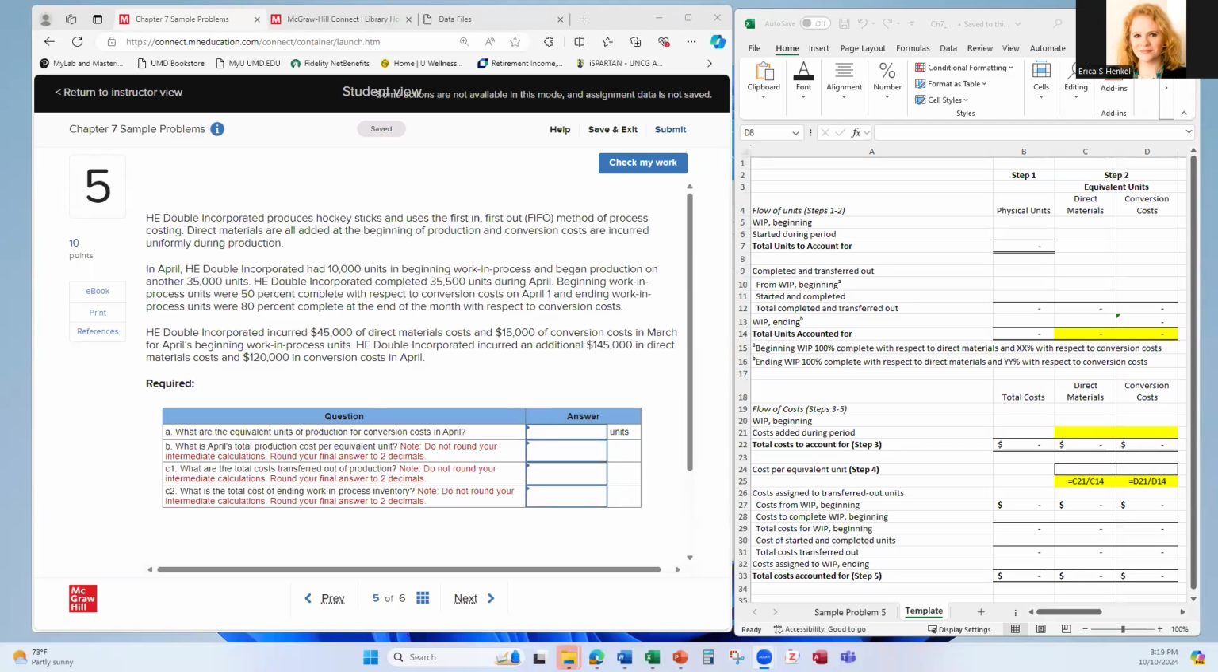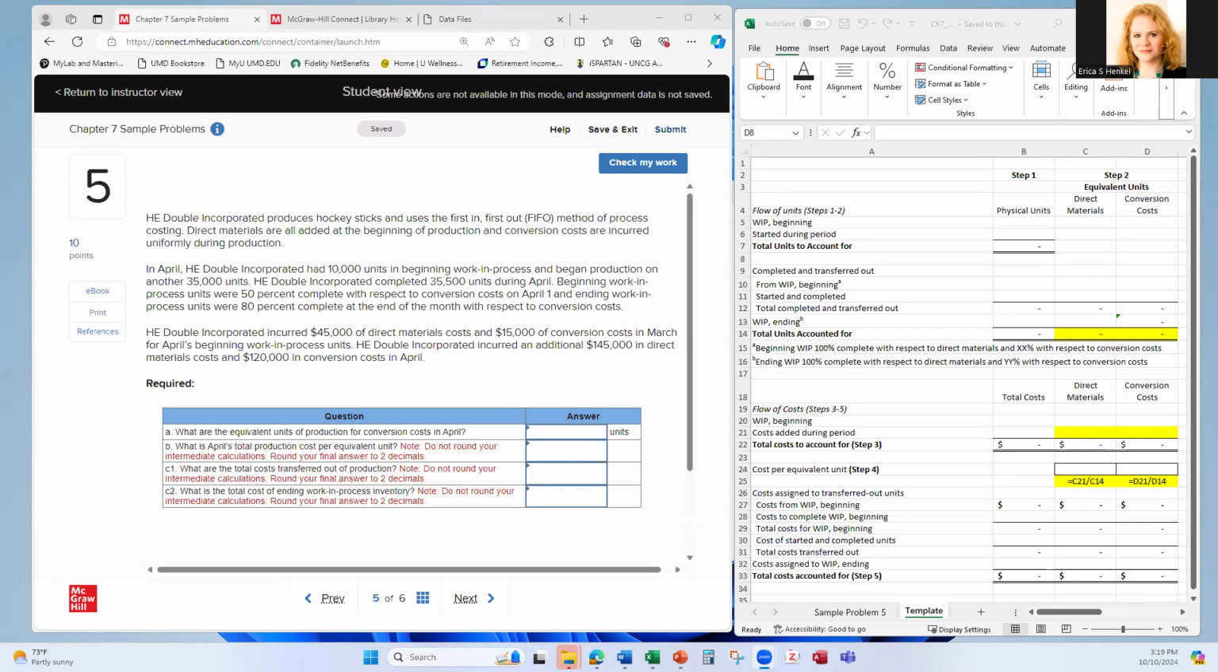Hello, class. This is a walkthrough of sample problem number 5 from chapter 7. I'm going to use the template that I have posted out into Canvas for you all to use. It does have some totals in it, but I'm going to walk through what exactly is different about the FIFO method from the weighted average method.